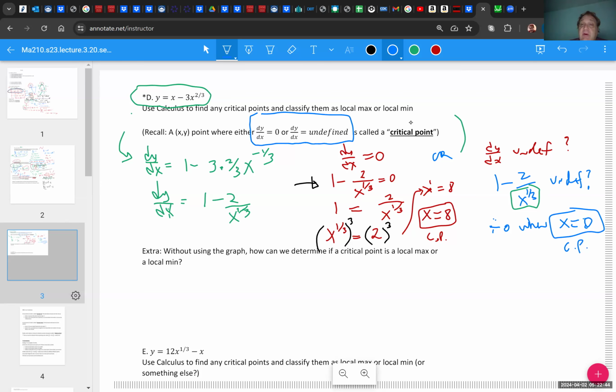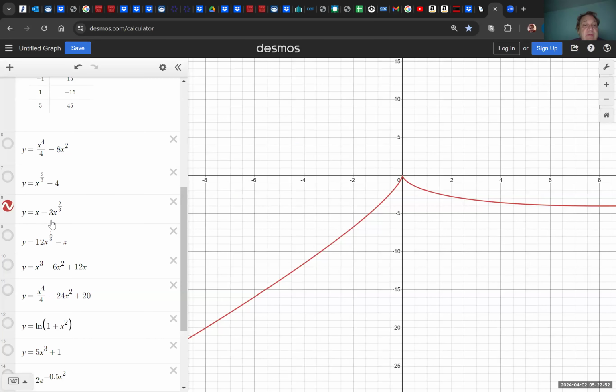And we can look at the picture and verify that. So we have this x minus 3x to the 2/3. I think I've prepared that function here. And you can see it's kind of this funky little graph. It goes up, hits a peak, and then goes down. And this peak right here, that's called a local maximum. That's the highest the graph is in this particular location.